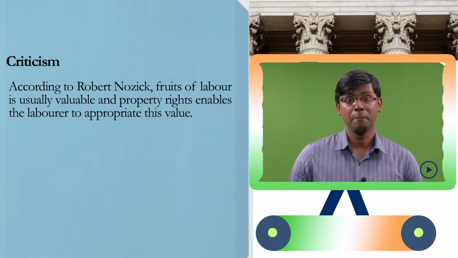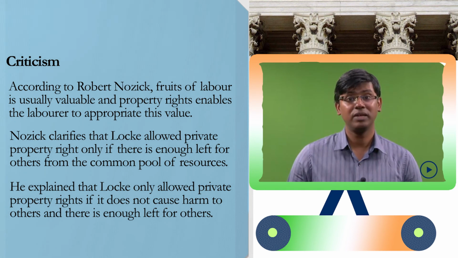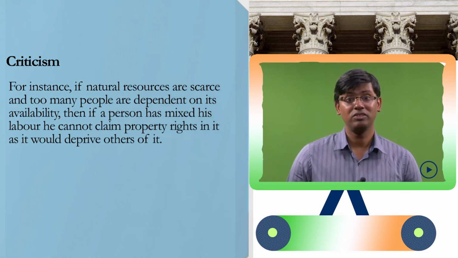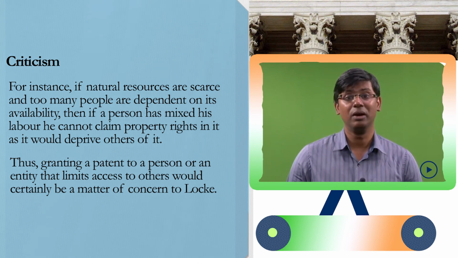According to Robert Nozick, fruits of labor are usually valuable, and property rights enable the laborer to appropriate this value. Nozick clarifies that Locke allowed private property rights only if there is enough left for others from the common pool of resources. He explained that Locke only allowed private property rights if it does not cause harm to others and there is enough left for others. For instance, if natural resources are scarce and too many people are dependent on its availability, then if a person has mixed his labor, he cannot claim property rights in it, as it would deprive others of it. Thus, granting a patent to a person or an entity that limits access to others would certainly be a matter of concern to Locke.